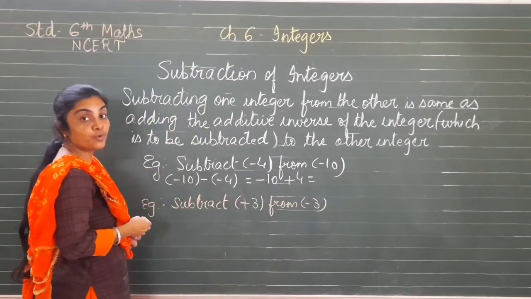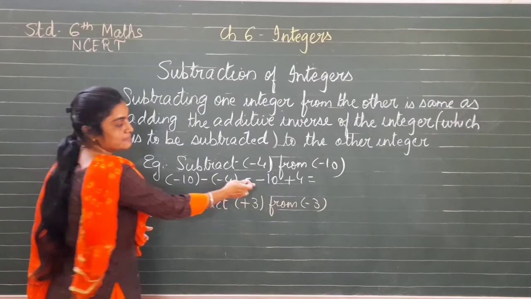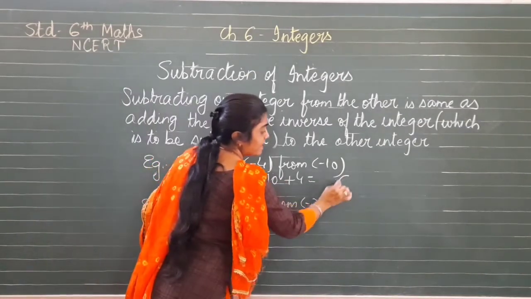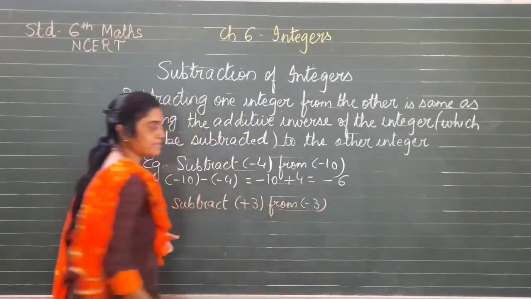As we are following the rules of addition of integers, we will apply the same rule. One is minus, one is plus, so you will subtract. So the subtraction will be 6. The answer will be 6 and we will put a sign of minus.